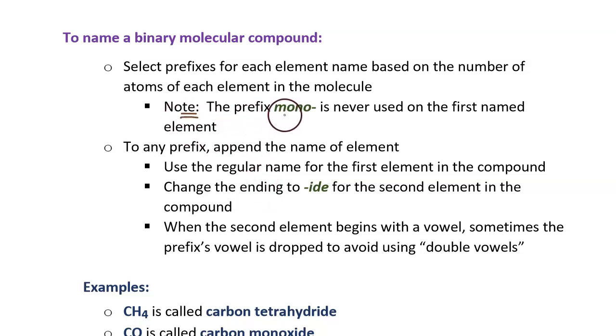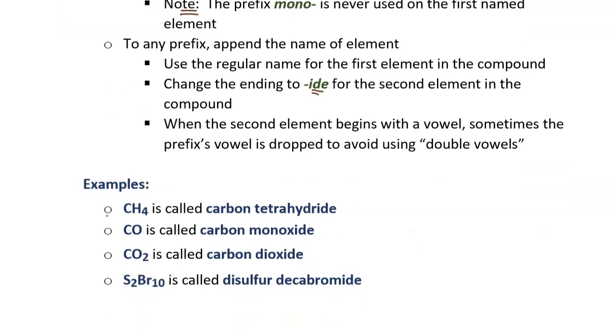Note, the prefix mono is never used on the first named element. To any prefix, append the name of the element. That means to attach the name of the element right after the prefix. Use the regular name for the first element in the compound. But change the ending to "ide" for the second element in the compound. When the second element begins with a vowel, sometimes the prefix's vowel is dropped to avoid causing double vowels. So there are a lot of rules here. Let's look at some examples and see how these rules play out to name compounds.